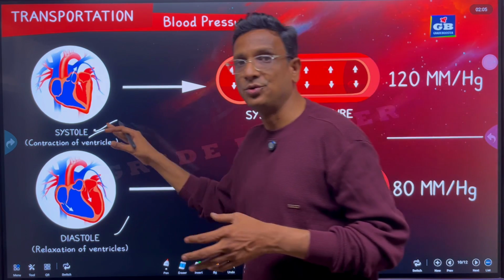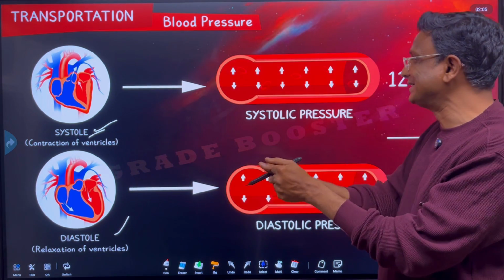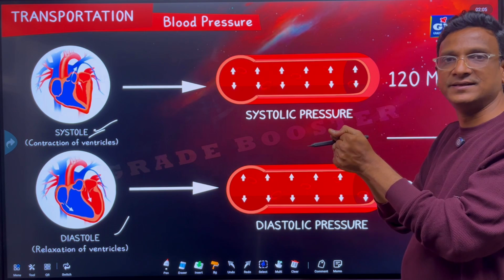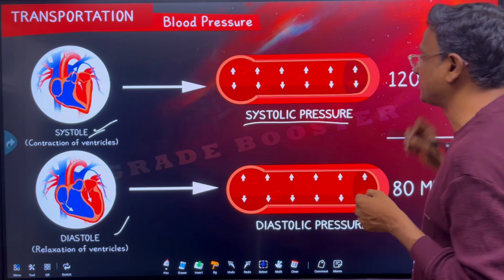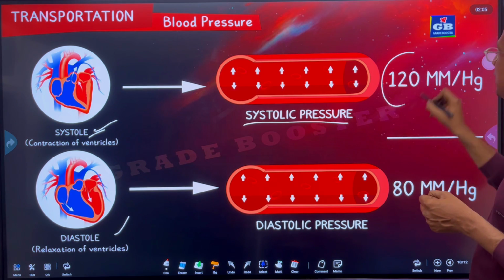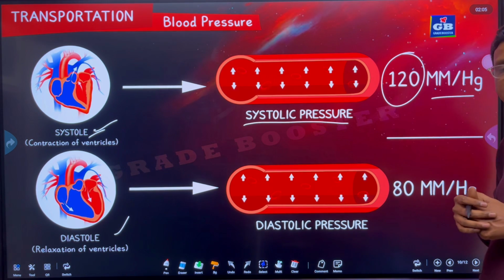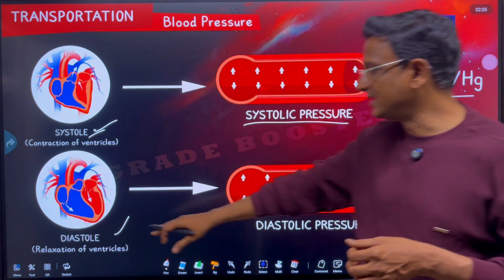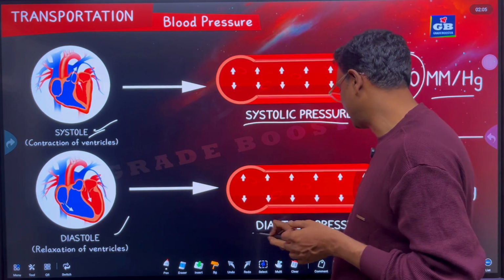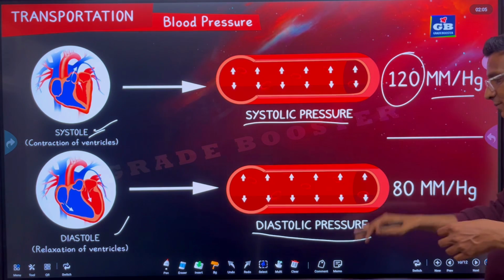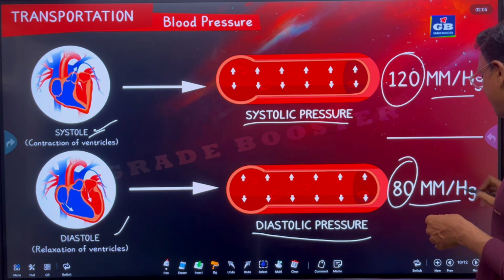During systole, that is during the contraction of the ventricles, more pressure is exerted in the blood vessel. That pressure is called systolic pressure. How much is that? 120 mmHg. Whereas in diastole, the relaxation of the ventricles, there is less pressure. What is that pressure? Diastolic pressure. How much is the diastolic pressure? 80 mmHg.